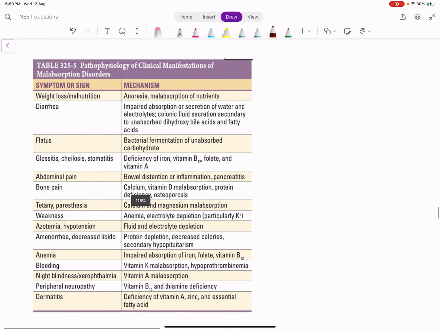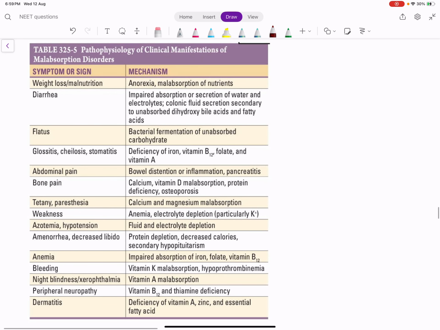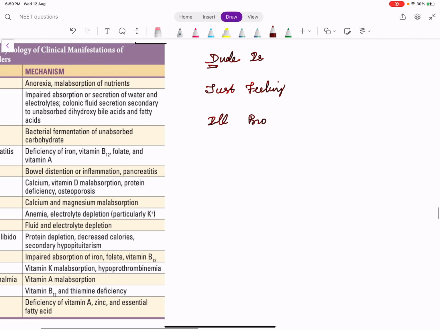So now, quickly going through some clinical manifestations. If a scenario is given, how can you pick up that there is a particular malabsorption? Why is knowing the particular malabsorption important? I'll just give you one example. Remember the mnemonic: Dude is just feeling ill, bro. So D is duodenum. Duodenum is the site of iron absorption. Jejunum is the site of folate absorption. Ileum is the site of B12 absorption.